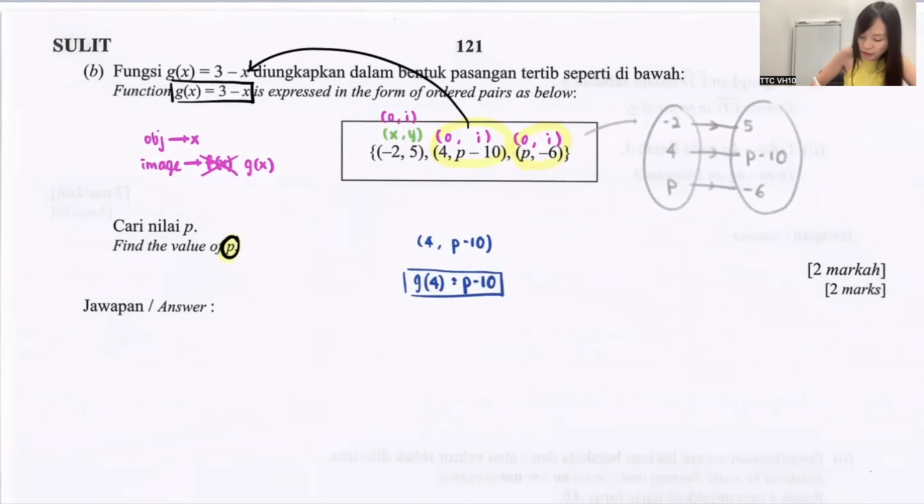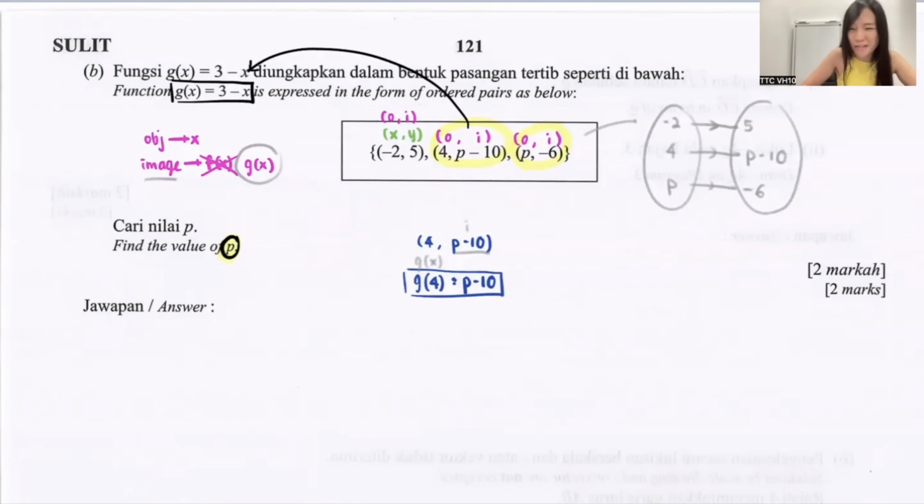Because this spot is actually called g(x). Therefore, the part inside the bracket is always your x. And x always represents what? Object. Therefore, you always write the object inside. Okay? And then, my dear, image is called what? Image is called g(x). That's why your g(x) is your image, isn't it? Isn't your image p minus 10? So therefore, your g(4) is p minus 10.